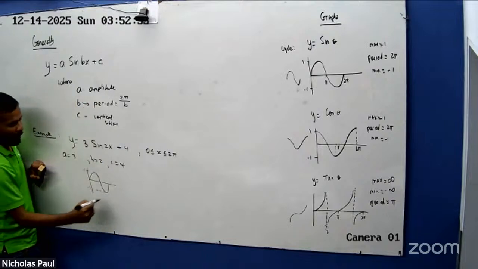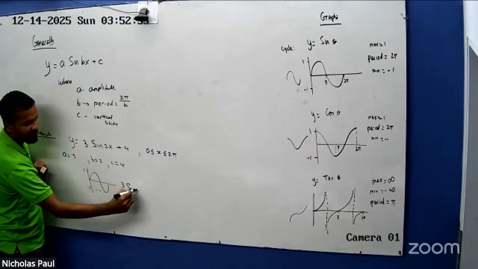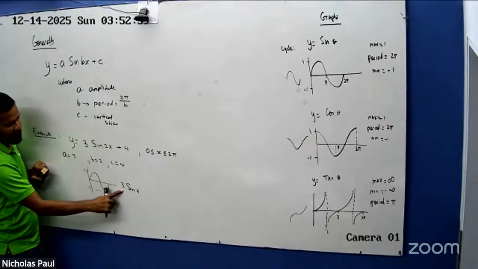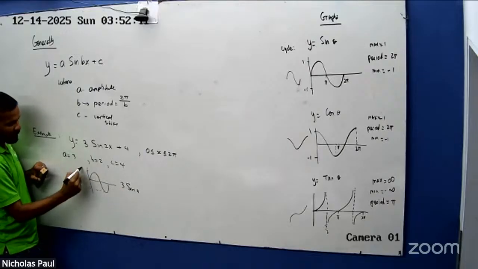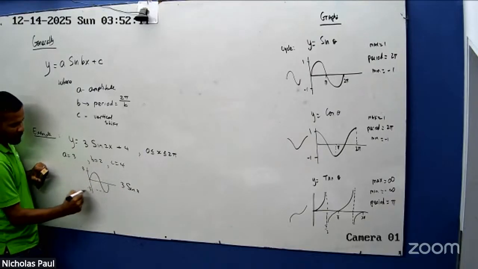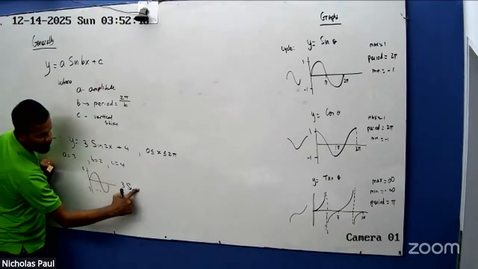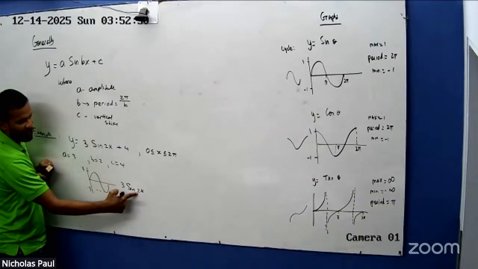Right? Now, if I said 3 sine x, right? We're ignoring this, I'm just showing you step by step. 3 means that the amplitude is no longer 1. The amplitude is now 3. That's okay? Now, if I put a 2 in front here, what does that 2 change?